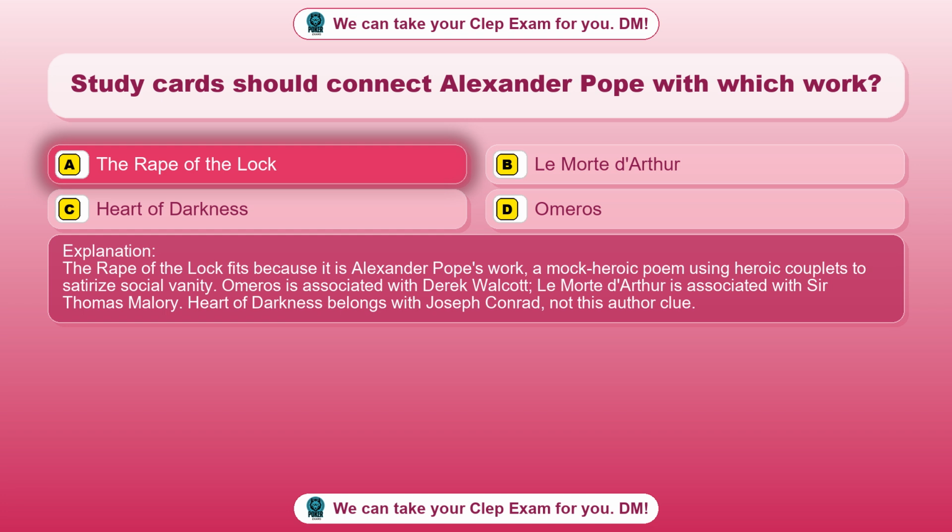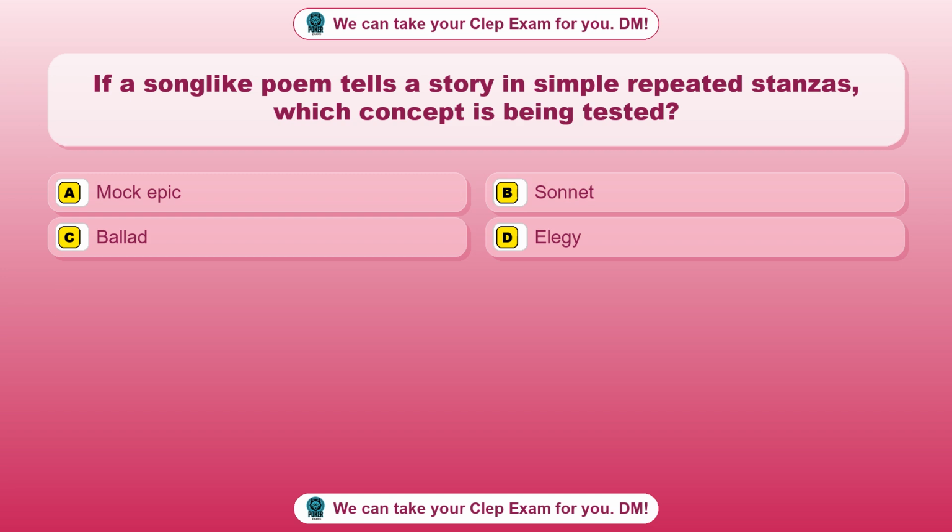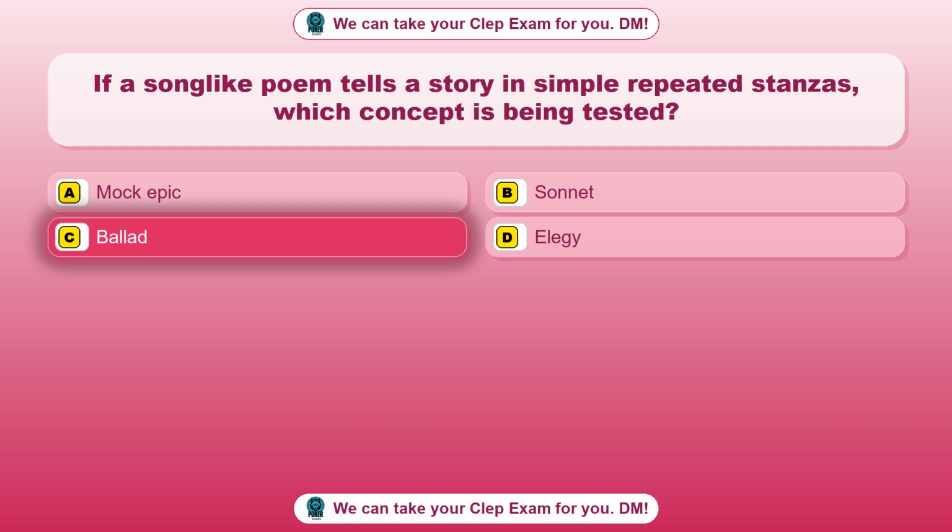Le Morte d'Arthur is associated with Sir Thomas Malory. Heart of Darkness belongs with Joseph Conrad, not this author clue. Question 56. If a song-like poem tells a story in simple repeated stanzas, which concept is being tested? Option A. Mock epic. Option B. Sonnet. Option C. Ballad. Option D. Elegy. The correct answer is option C.